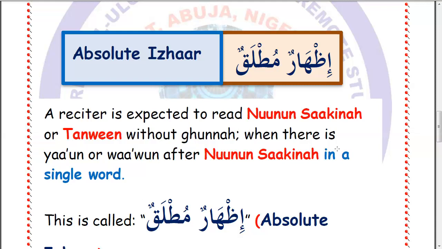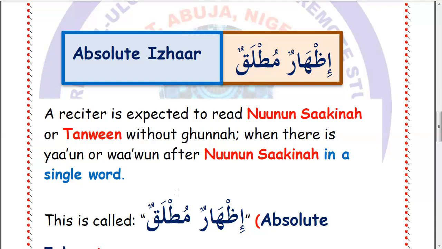So you apply the rule of Izhaarun Mutlaq. As you can see, a reciter is expected to read Nun Sakina or Tanween without Gunna when there is Ya'un or Wawun after Nun Sakina in a single word, which means you don't apply the rule of idgham upon seeing any letter of idgham with Nun Sakina in a single word. Once you come across any letter of idgham and Nun Sakina in a single word, you apply the rule of Izhaarun Mutlaq, absolute Izhaar.